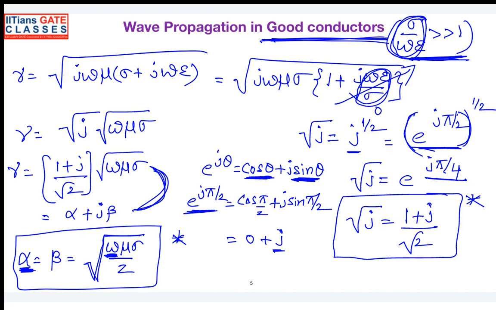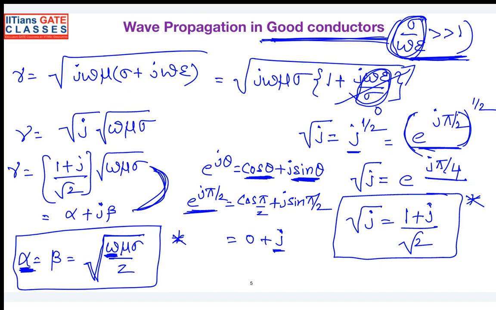So understood or not? Yeah. Then you don't find the phase velocity. I will tell the phase velocity later. Find the intrinsic impedance first.